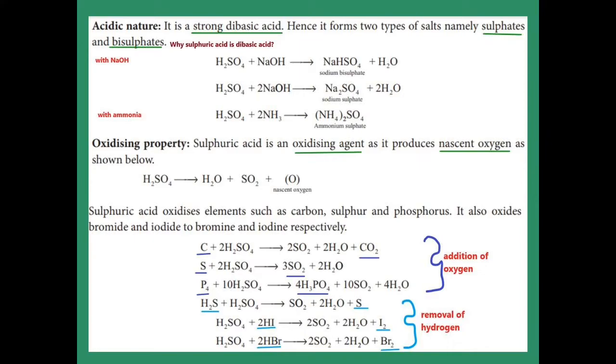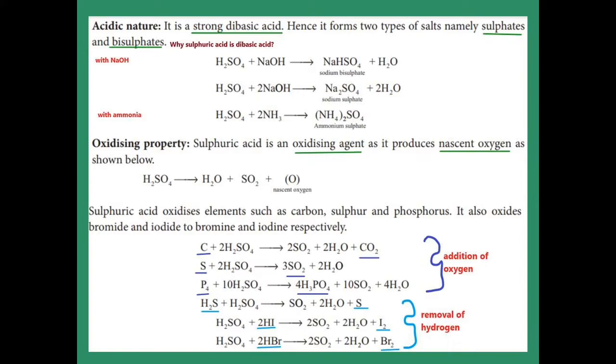The third one, phosphorus. Phosphorus is oxidized to phosphoric acid. H3PO4 is called phosphoric acid. Here also we are getting sulfur dioxide and water as byproducts. In the next three reactions, we are going to remove the hydrogen. So removal of hydrogen is also called oxidation.